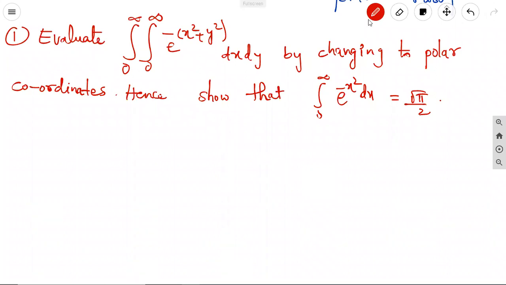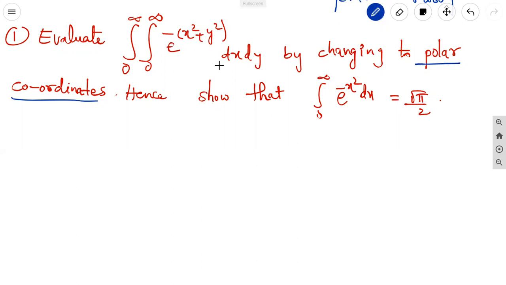Evaluate the double integral from 0 to infinity of e power minus of x square plus y square dx dy by changing from Cartesian form to polar form. Hence, show that the integral from 0 to infinity of e power minus x square dx is equal to root pi by 2. Here we know that x square plus y square is a circle equation.